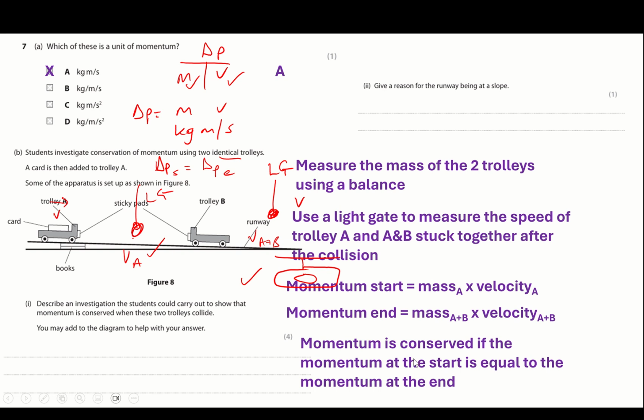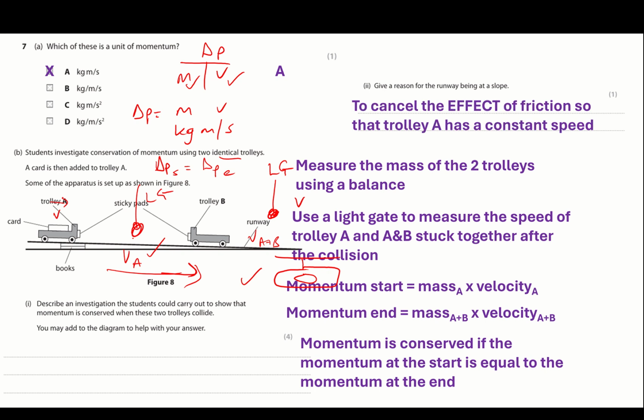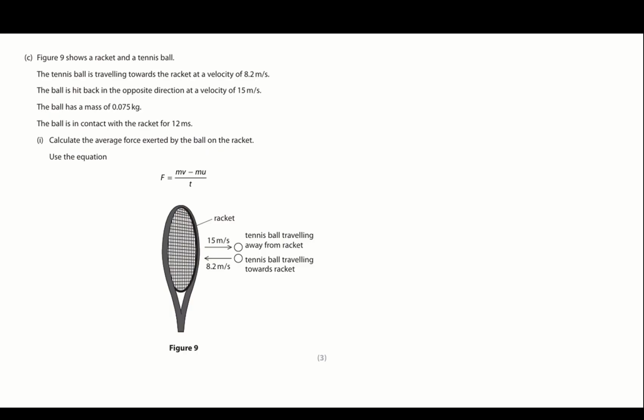Next one, give a reason for the runway being a slope. We just want to overcome friction. I want it so that the trolley A can move at a constant speed. I don't want it slowing down, so we're going to adjust this so it goes at constant speed all the way along that track. Otherwise, in the practical, I don't want it accelerating, I don't want it decelerating, so I'm just going to overcome friction. So, to cancel the effect of friction so that trolley A has a constant speed.